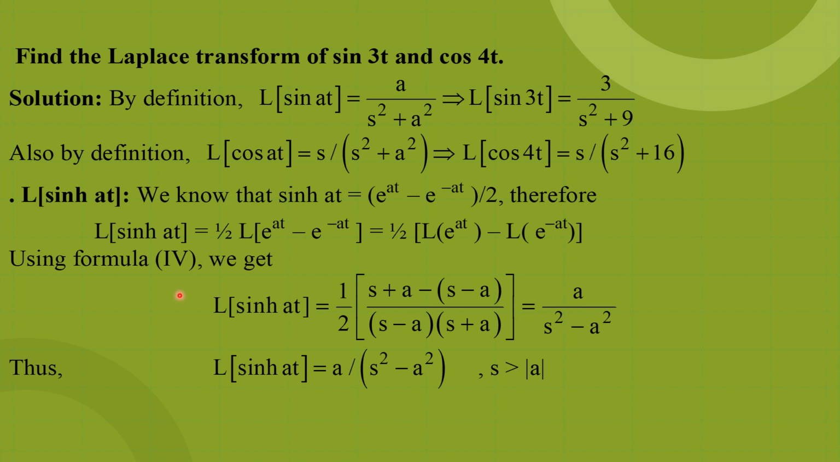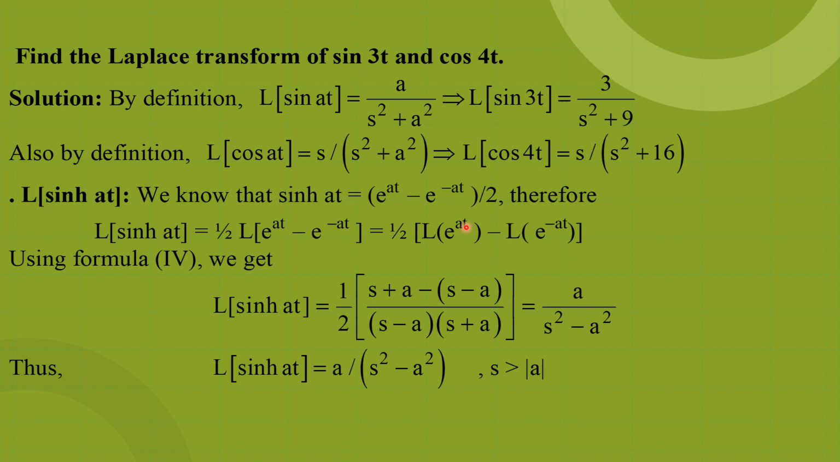Now find the Laplace of sine hyperbolic at. Sine hyperbolic at is equal to e power at minus e power minus at upon 2. Therefore, Laplace of sine hyperbolic at is equal to 1 by 2 Laplace of e power at minus e power minus at. Apply this operator: Laplace of e power at minus Laplace of e power minus at.